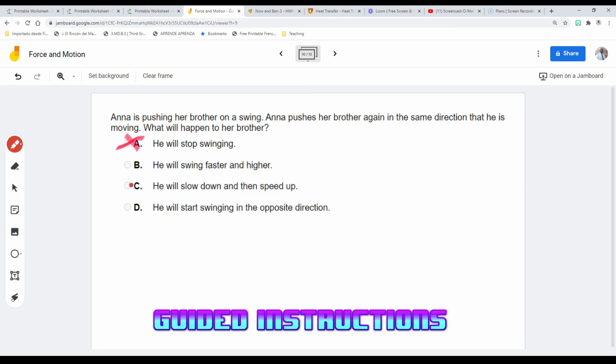Same direction that he's moving, okay. This might be what we're looking for. He will slow down and then speed up. He will start swinging in the opposite direction. So we can pick this one as our correct answer, and we cross out these ones.